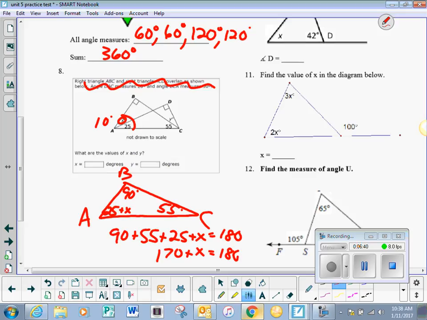What are you confused about? Because all that equals 170, and then that has to be 10. Right. Oh, okay. Okay? Because once you add that all up, x, yeah.